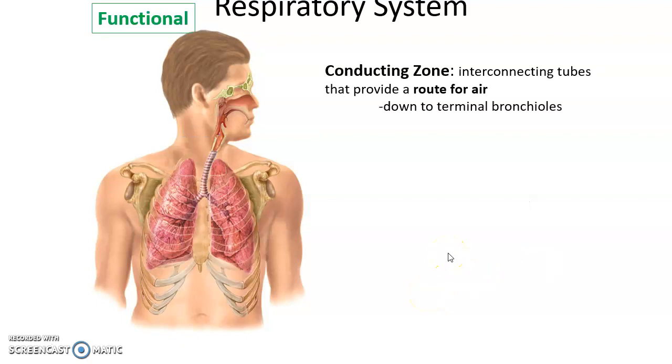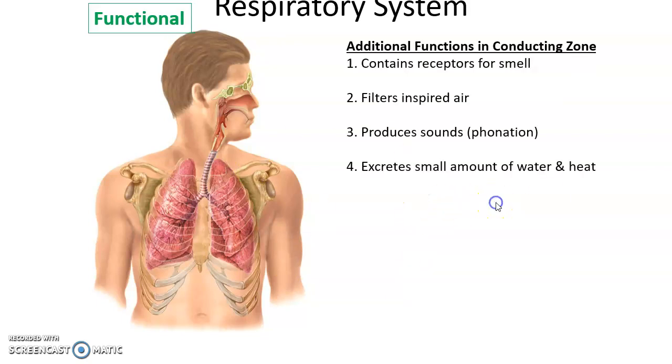You can also break the respiratory system up into functional zones. We have the conducting zone. The conducting zone is the structures whose main job is to move air throughout the head, neck, and chest. So this is all the various tubes that are interconnected all the way down to the microscopic terminal bronchioles.